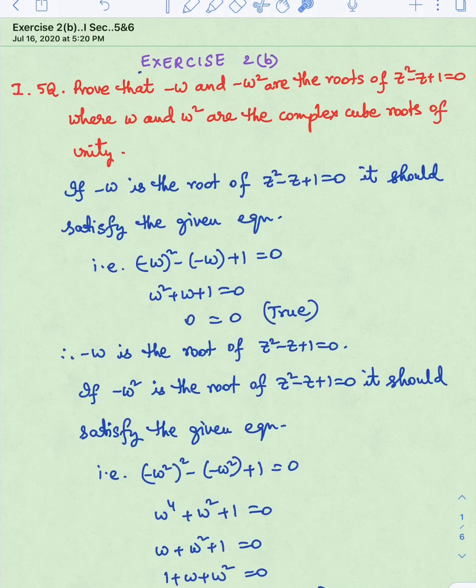De Moivre's theorem, exercise 2b, first section, fifth problem. Prove that minus omega and minus omega square are the roots of z square minus z plus 1 is equal to 0, where omega and omega square are the complex cube roots of unity.